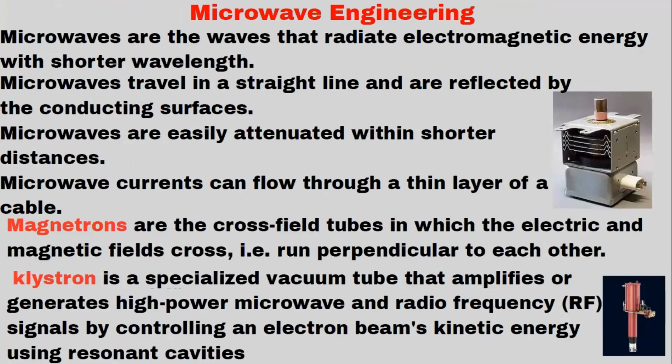One more very important topic, that is microwave engineering. This is also on the communication side. What is microwave engineering? Microwaves are waves that radiate electromagnetic energy with shorter wavelength. Right? This point you have to remember. Microwaves travel in a straight line and are reflected by conducting surfaces. Microwaves are easily attenuated. Attenuated means it can be reduced, it can be controlled, like within shorter distance. Microwave current can flow through a thin layer of a cable.